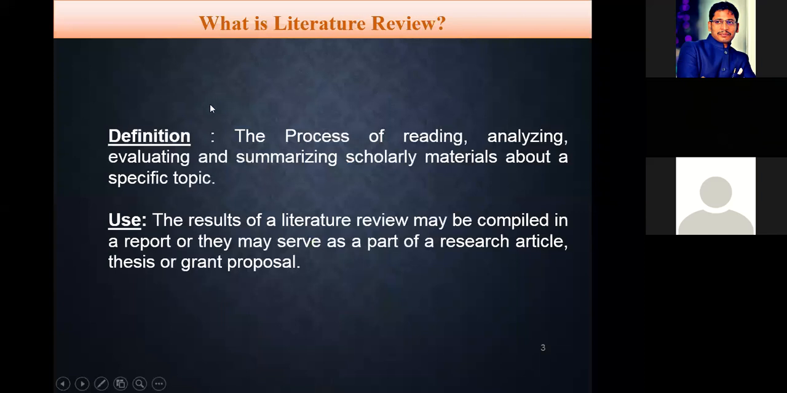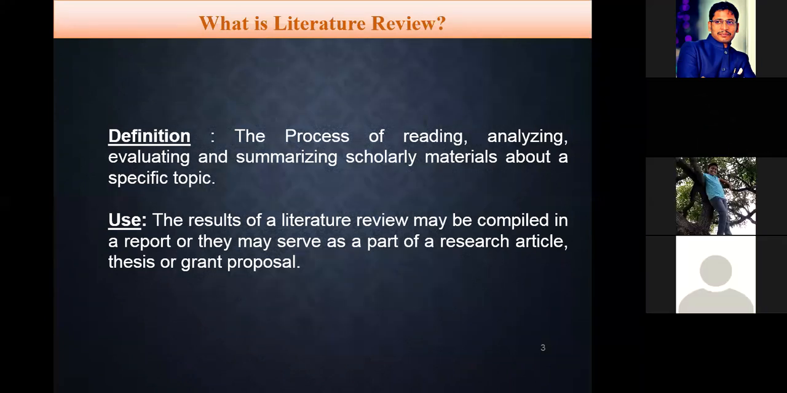And this is the definition of a literature review. It is just a process of reading an article, analyzing it, evaluating it, and then summarizing all the articles, the scholarly materials, about a specific topic. So if you are interested in any specific topic, you can collect literatures, analyze them as per your desired area, and then evaluate them. The process of summarizing the overall literature is called a literature review. From the results of the literature review, it may be compiled as a report and used as a research article, in a thesis, or in a grant proposal.